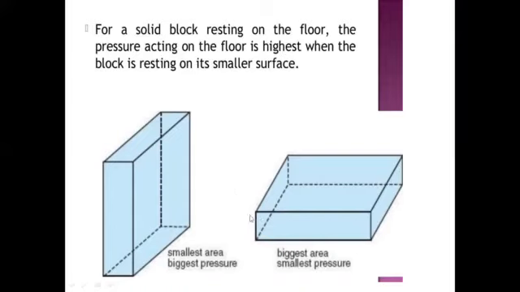See here we have surfaces. This block we have. So this one is the larger surface. So biggest area, smallest pressure. Biggest area is on the floor, therefore smallest pressure will be acting. In the first diagram, the smallest area, therefore highest pressure will be acting. That is, more pressure will be acting. It means as the area increases, pressure decreases. As the area decreases, pressure increases.